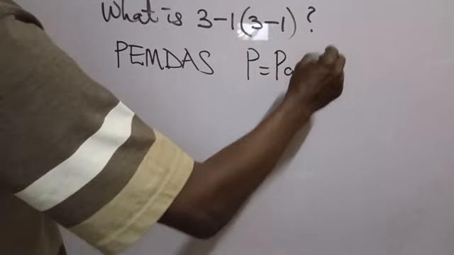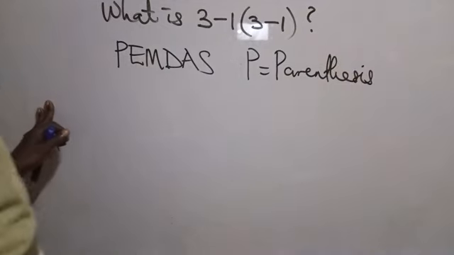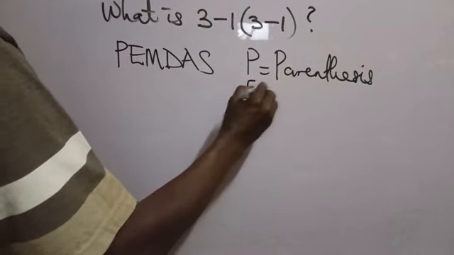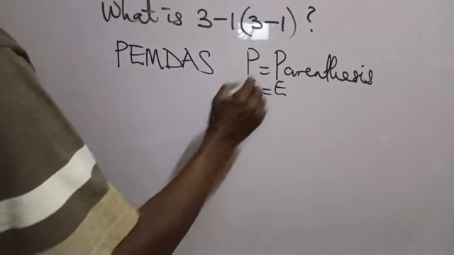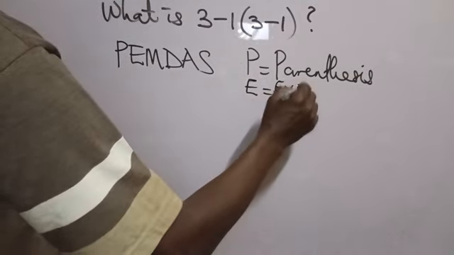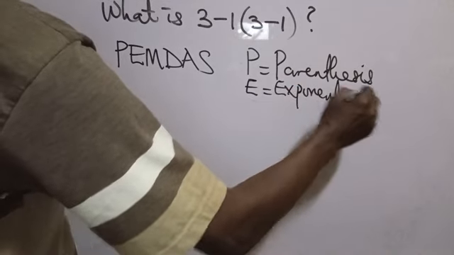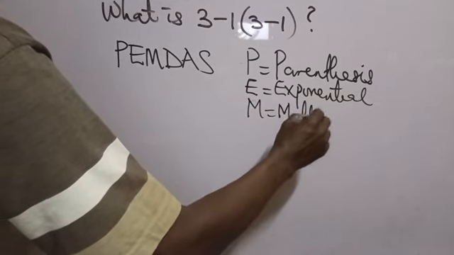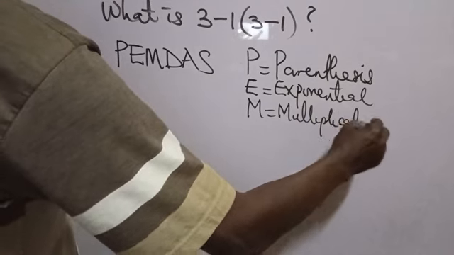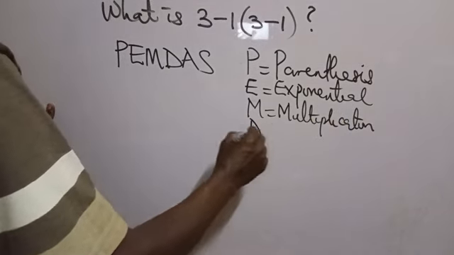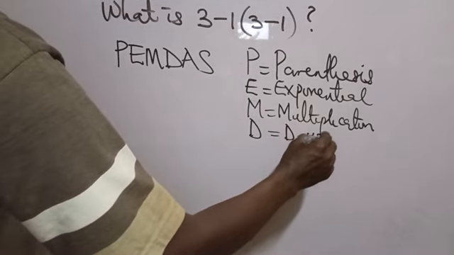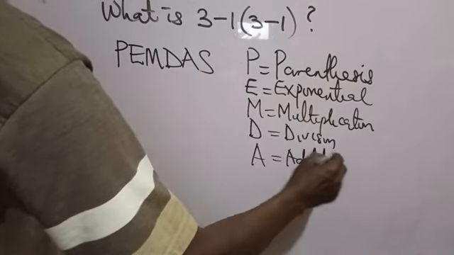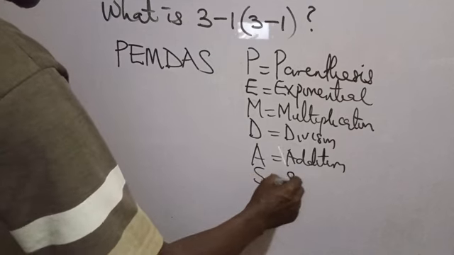Parenthesis. E stands for exponential. M stands for multiplication. D stands for division. A stands for addition. S stands for subtraction.